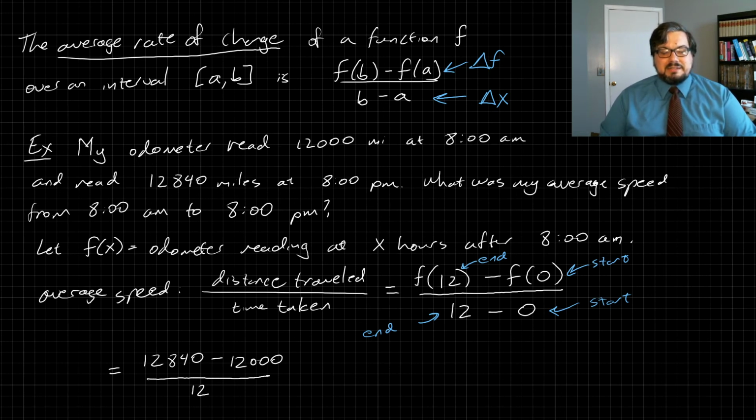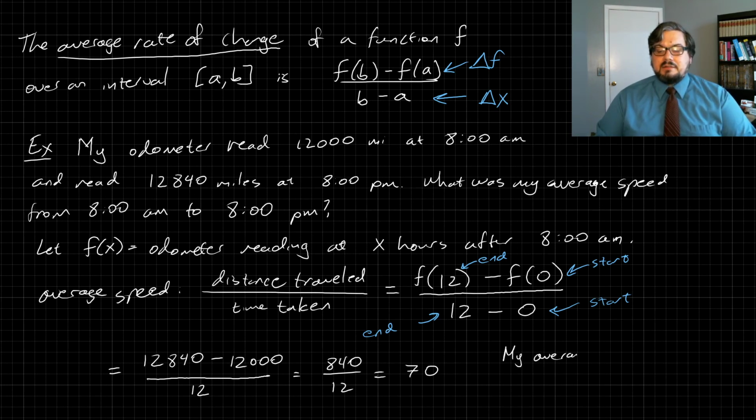That's 12 minus 0, which is 12. Now, finishing this up, 12,840 minus 12,000 is 840. 840 divided by 12 is 70. So this means that my average speed was 70 miles per hour.